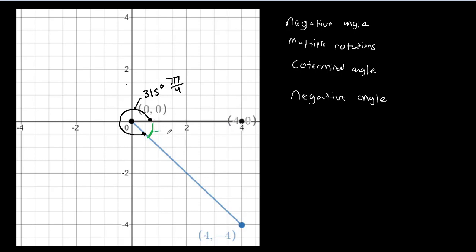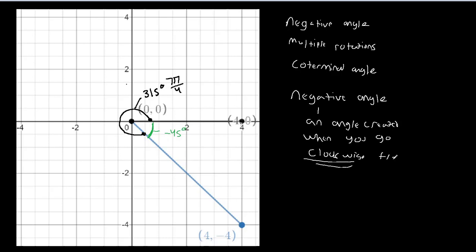And if you do this, this angle right here is going to be negative 45 degrees. And it's negative because we went the other way. This is an example of a negative angle. So a negative angle is an angle created when you go clockwise from the initial side. When you go clockwise from the initial side, you get the negative angle. So hopefully that made sense.